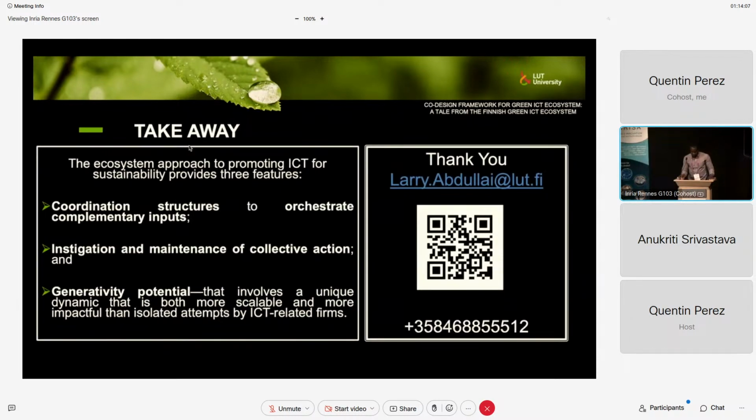Few takeaways. Why must we use the ecosystem approach in solving sustainability issues? Because it provides coordinated structures that orchestrate complementary inputs. It also instigates and maintains collective action. And lastly, it has a generativity potential so that it preserves the world for future people. Thank you.